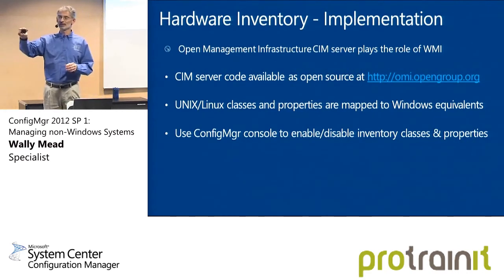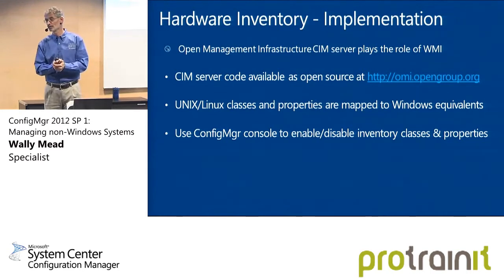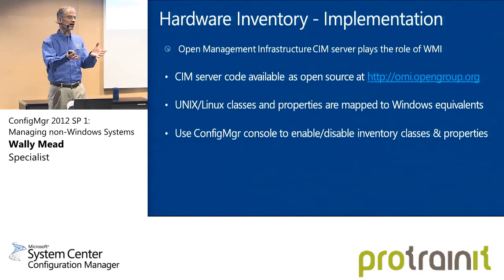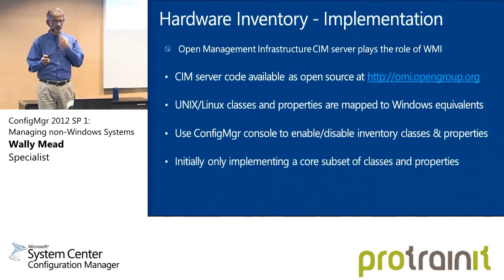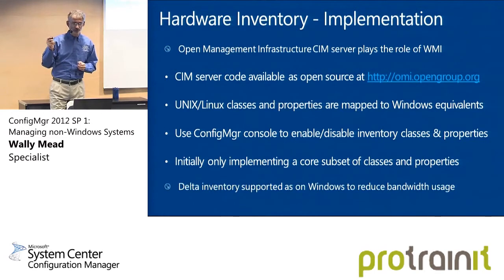For those of you in ConfigMgr 2007, you know the old SMS_def.mof file that you go in there and modify. It doesn't exist in ConfigMgr 2012 anymore. The physical file doesn't. You have the definition in the UI, our console, where you go in there and modify which attributes and classes you want. You can do the same thing for your Linux and Unix environment. And again, you don't get all the same properties as you get with Windows. And we do support delta inventories as well.